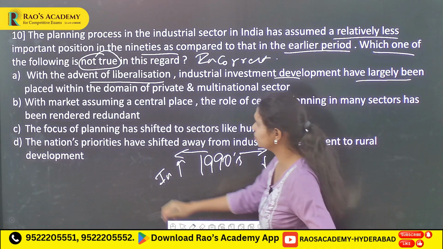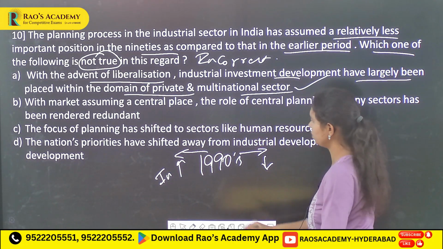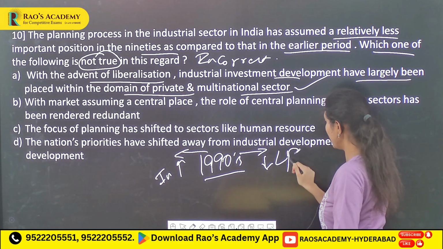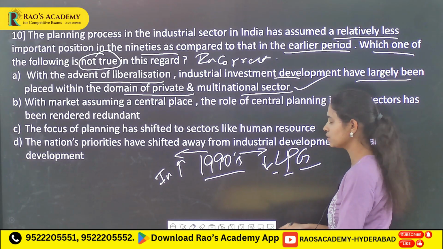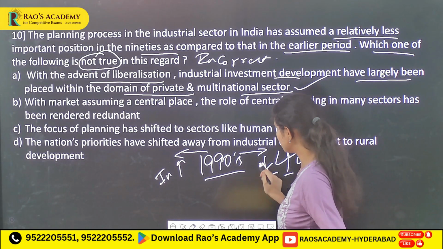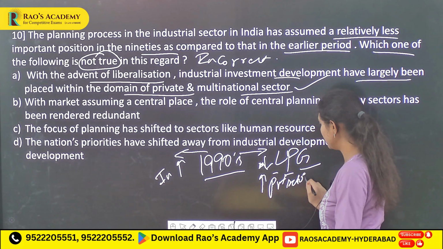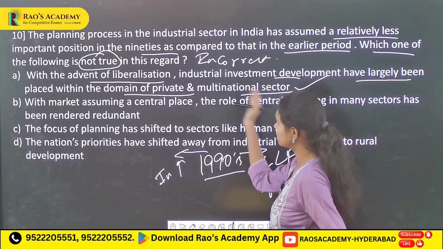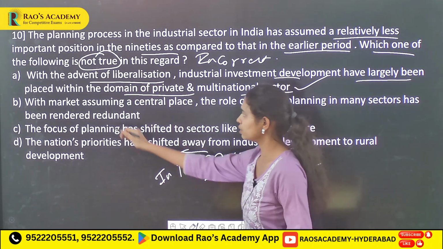largely been placed within the domain of the private and again the multinational sector, which is a correct statement, because after 1990 the government introduced the LPG reforms, that means the liberalization, privatization and globalization reforms, and these reforms have greatly promoted the private sector in industries. So, it is a correct statement, but here it has asked which of the following is an incorrect one. So, let us read the remaining ones.